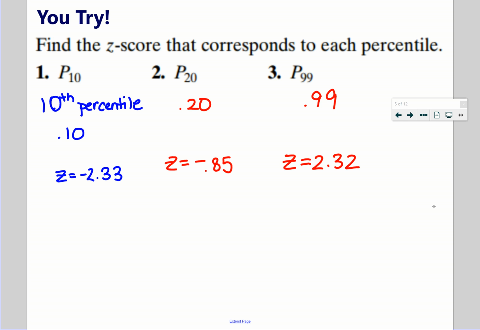Okay. Other questions? Yeah? Does that make 10% though? Oh, I missed that one out. Okay, well, let's fix that one then. Where's 0.1 on my chart? I looked at the wrong one. Negative 1.29? Yeah.